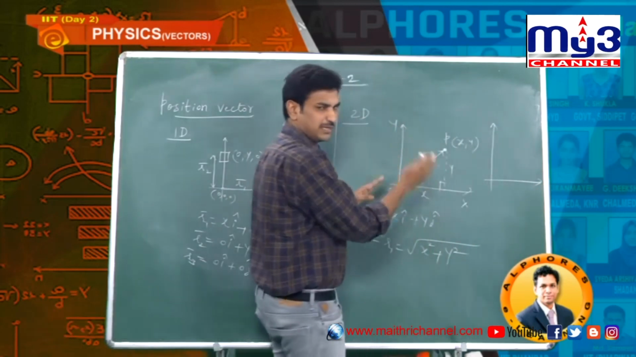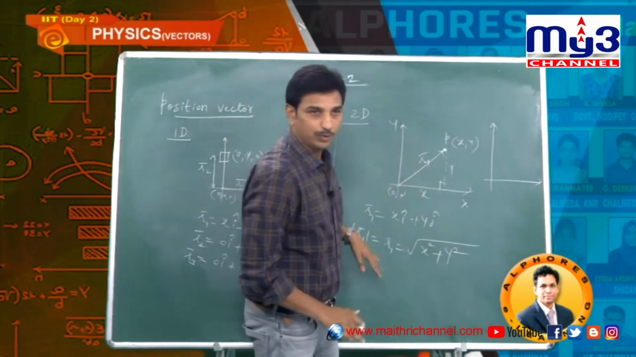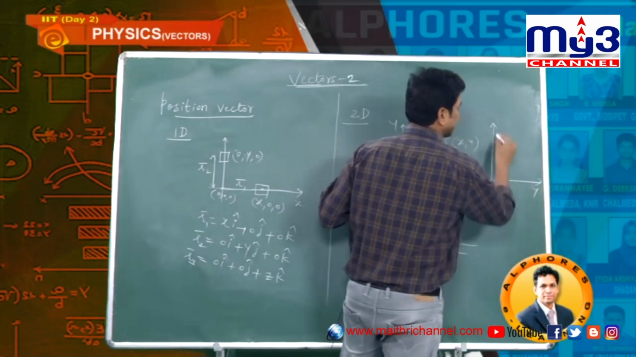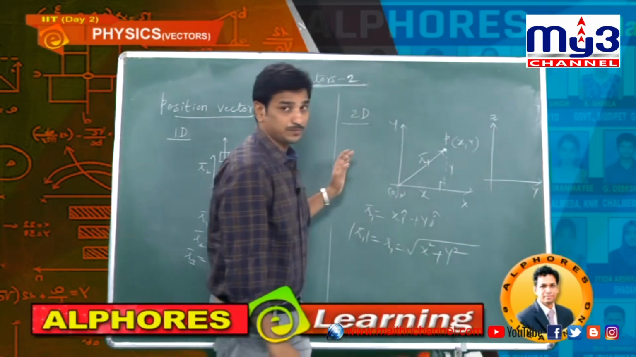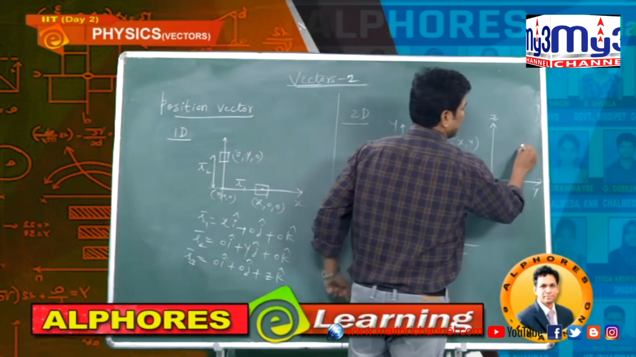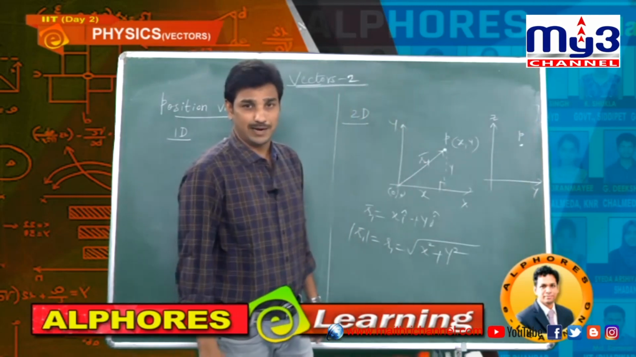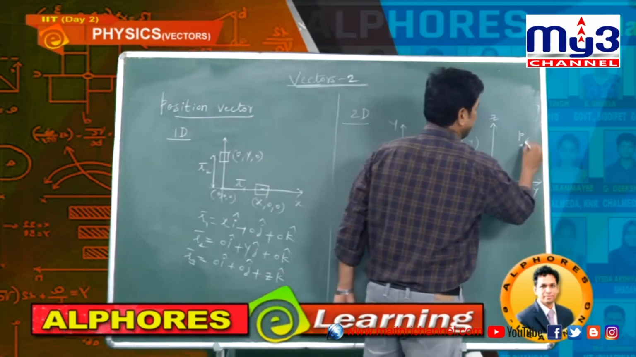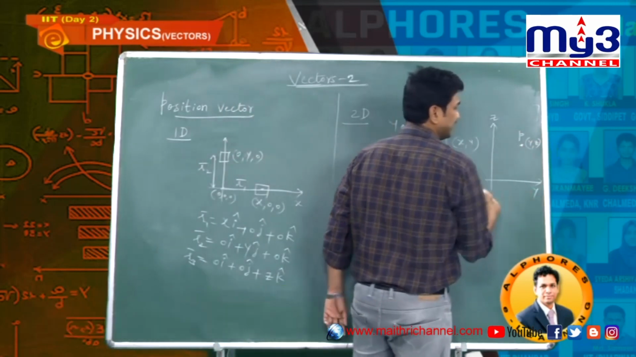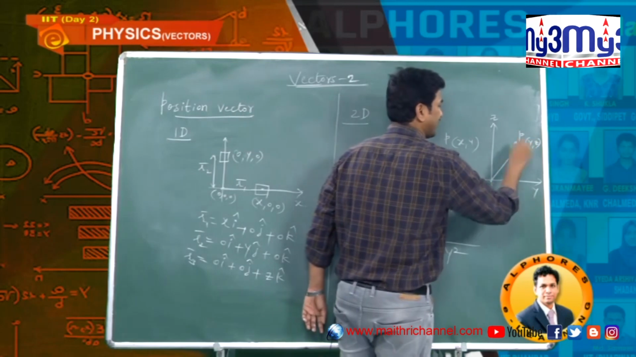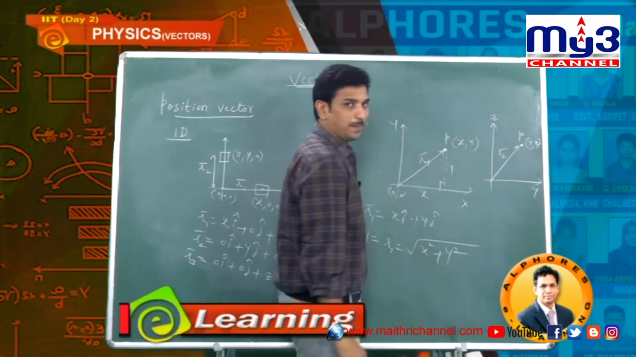Let me give one more example so you can feel it. It's a y axis, it's a z axis. Again 2D. Now you can do it because you have pen and book. See, this is y, this is z. Position vector I can call as r2 bar.